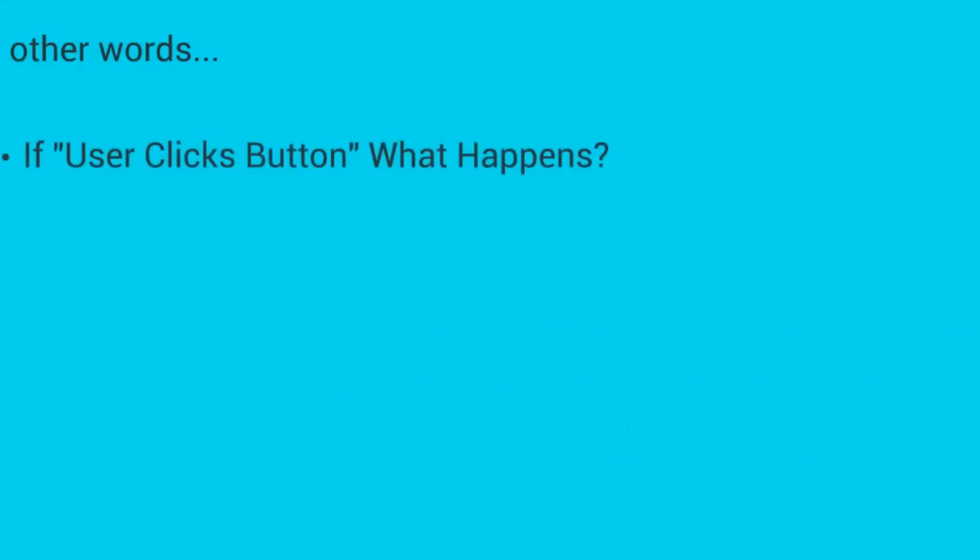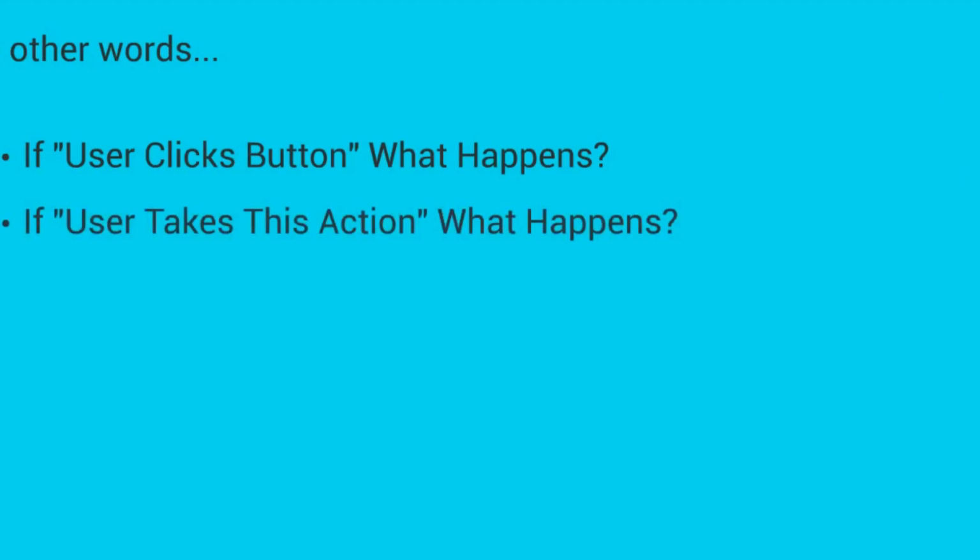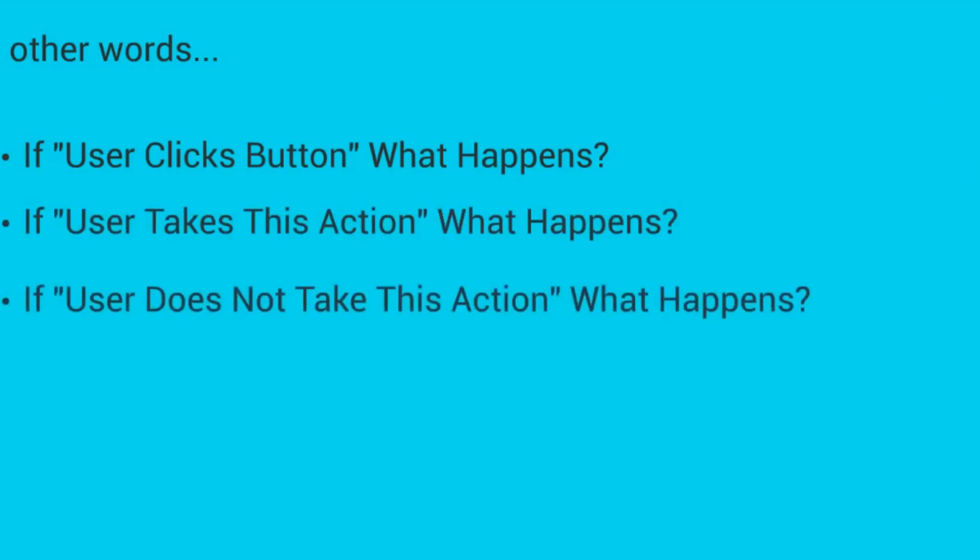So in other words, for example, if a user clicks a button, you're going to write down what happens. If the user takes a specific action, then what happens? If the user does not take that action, then what happens? So you're really going to have to figure out basically all the steps of the process. If this happens, then this happens. If this does not happen, then this does not happen. Or if this does not happen, what happens?